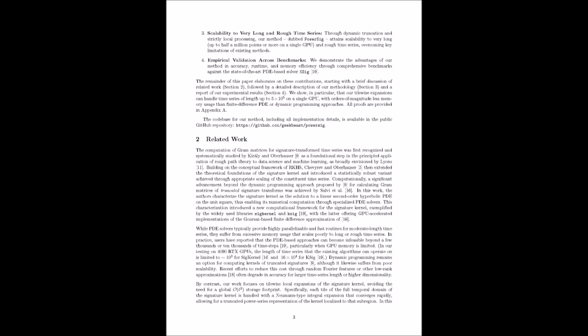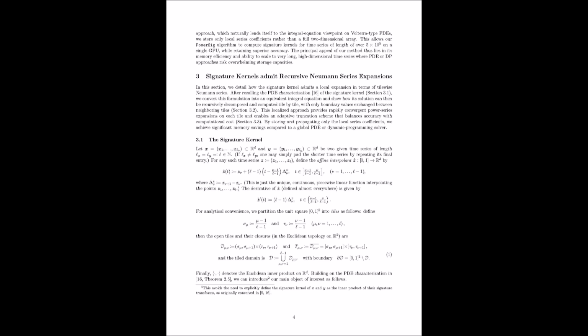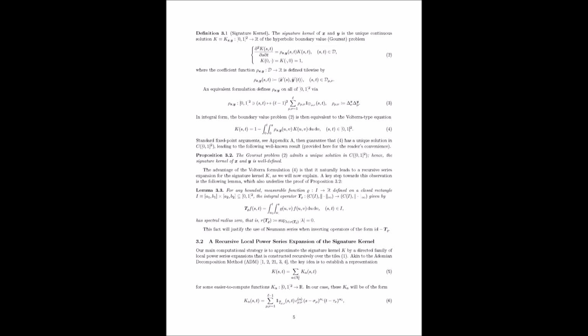Okay, that's starting to make a lot of sense. But there's one part of the title that's still kind of bugging me. Dynamic truncation. What does that mean exactly? Yeah. So that's one of the coolest things about this approach. The algorithm doesn't just blindly compute a fixed number of terms in the Neumann series. It actually adapts on the fly. It figures out how many terms are needed to achieve a certain level of accuracy for each tile.